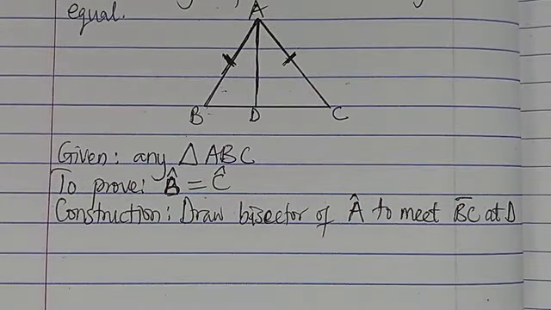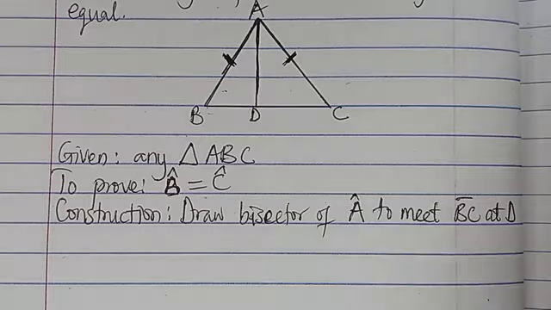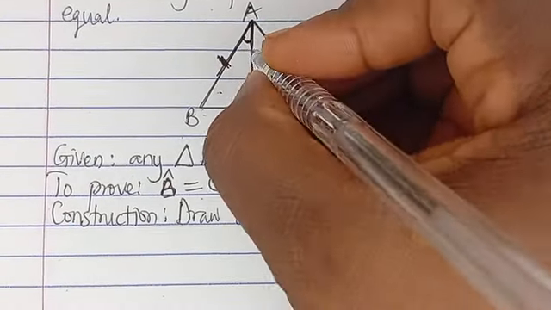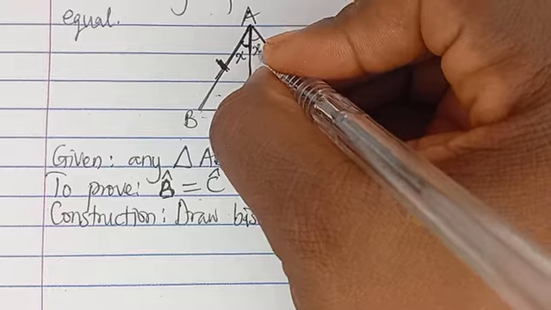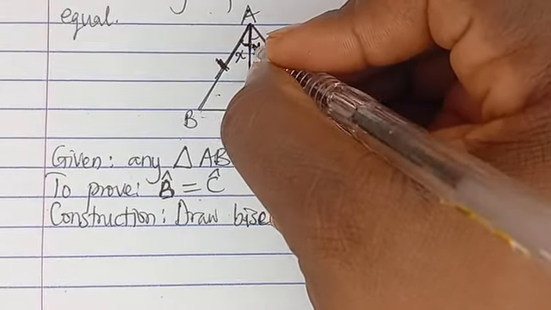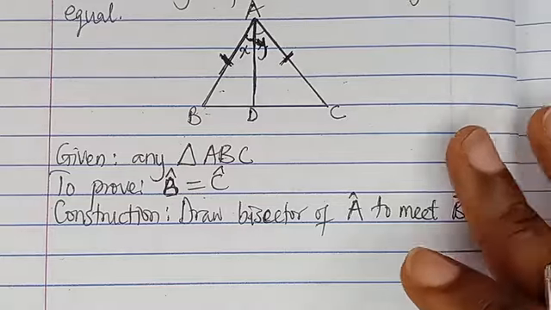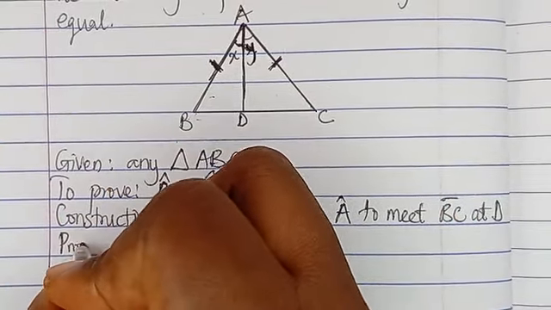So we've done our construction that will help us, and after that we are going to name this angle X, and this other angle Y. So this is a bisector, so X is equal to Y. So we've done our construction. Now to the proof itself.